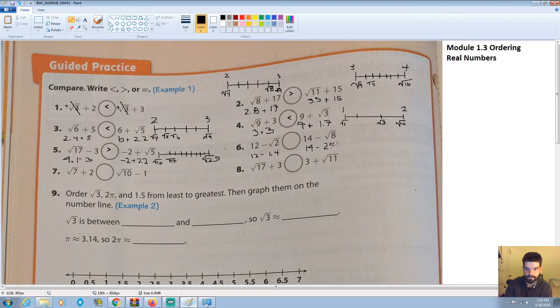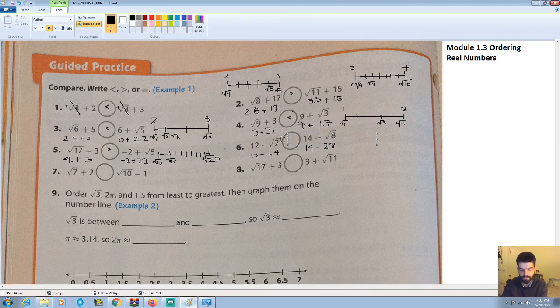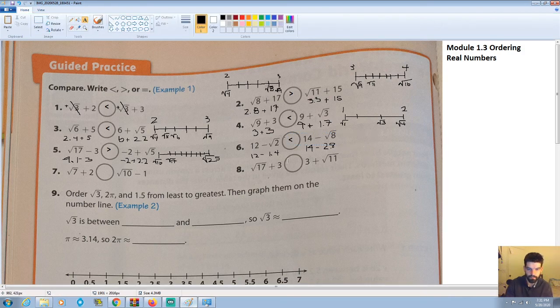So we have 12 minus 1.4 is 10.6, and then 14 minus 2.8 is 11.2. So this one is going to be less than. Okay, so we have 10.6 and 11.2.